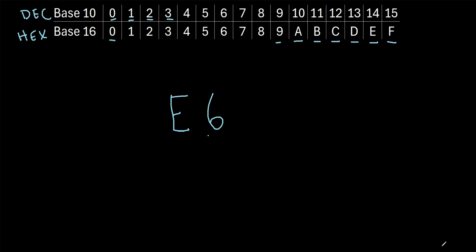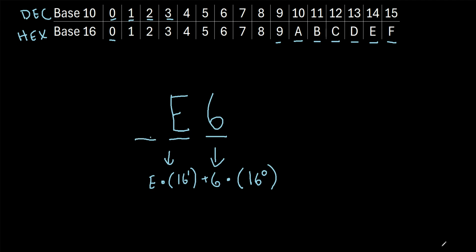Well, the first step is starting from the right. So this 6 right here, we have to multiply this 6 by 16 to the power of 0. And what we do then is we'll move to the left and multiply this next value, E, by 16 to the power of 1. And we're going to add these values together. Now, if we had another value out here, we would multiply that value times 16 to the power of 2, and we would add that. So you can see the pattern here is we're just taking 16 to the 0 power, then to the 1 power, then to the 2 power.